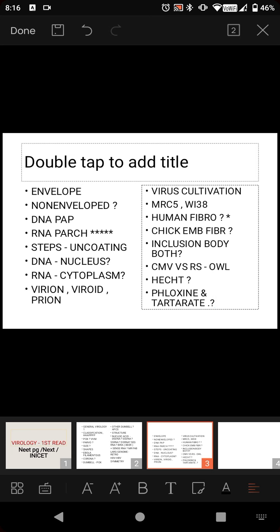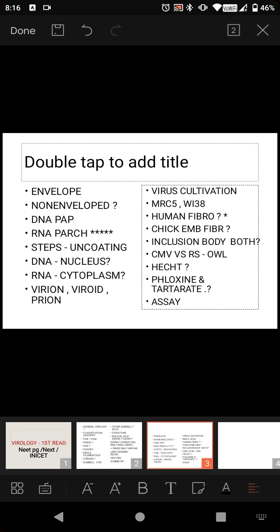What are the assays? Physical methods are RT-PCR and electron microscopy. Chemical methods are the qualitative endpoint assay, and the quantitative plaque and pock assay. Quantitative is plaque and pock.